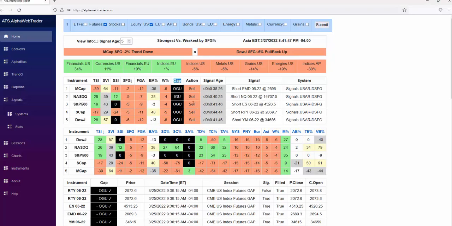One of the other things we'll look at is this little gap indicator here, because we know that these inside gaps, a market that opens inside the prior day's range, has a tendency to fill that gap about 70% of the time. So that's a nice little filter to be aware of.